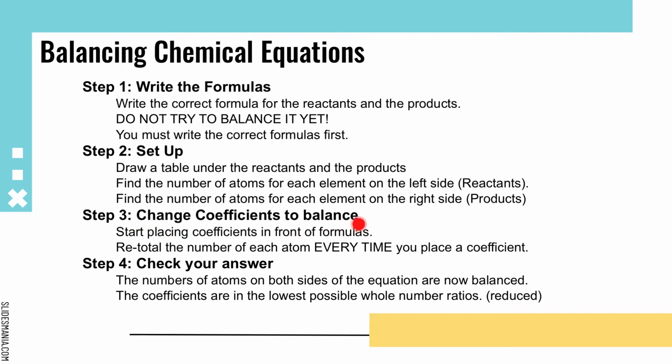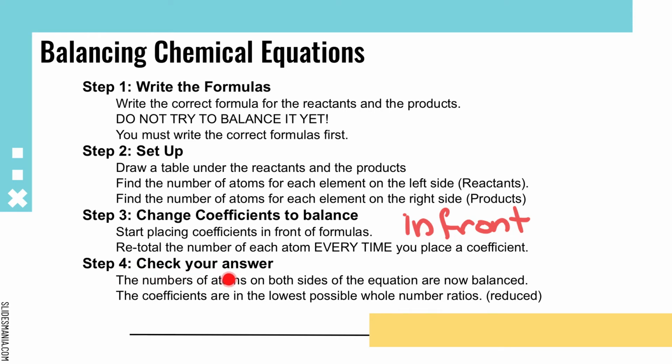Change coefficients to balance. So you start placing coefficients in front of formulas. Retotal the number of each atom every time you place a coefficient. Now remember, you can only put coefficients in front of a formula. Okay? You can't add it in the middle or on the sides, it's only in the front.